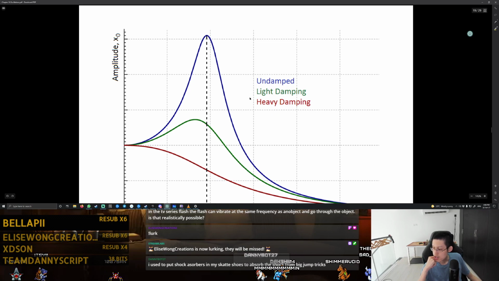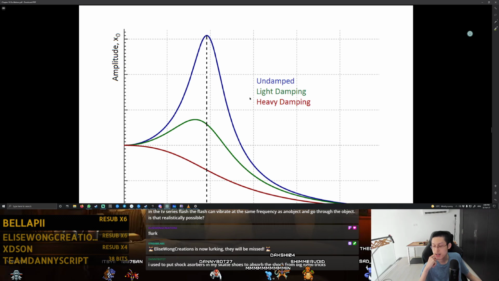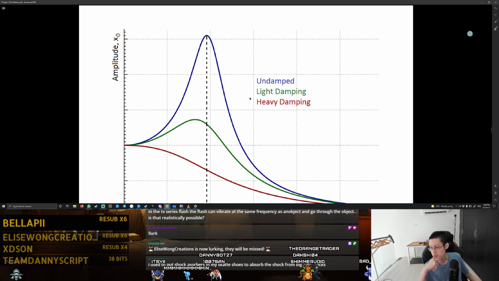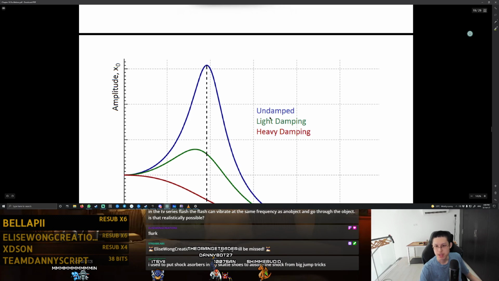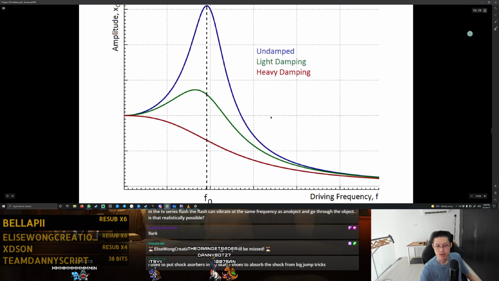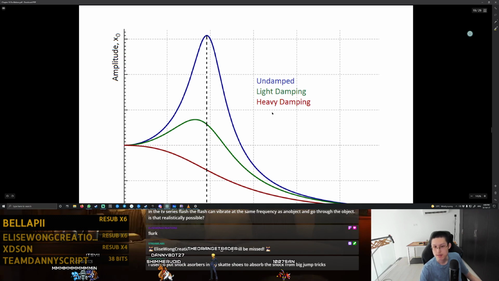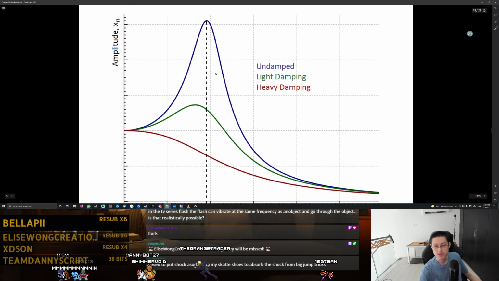But you used to put shock absorbers in your skate shoes to absorb the shock from the big jump tricks. Yeah, there we go. That's another way you could use damping. True. Yeah, so damping has its uses. Unless it's unwanted, but usually damping is pretty useful.